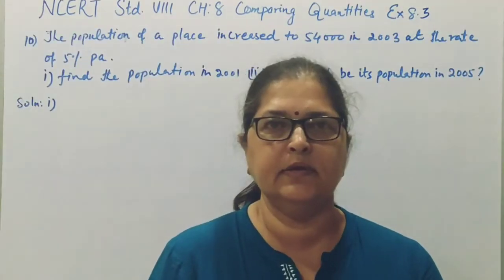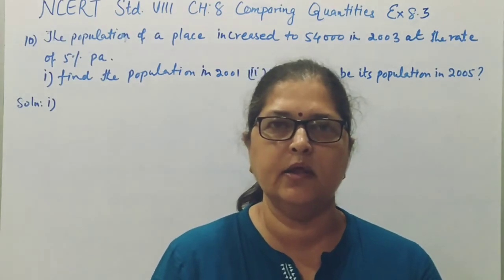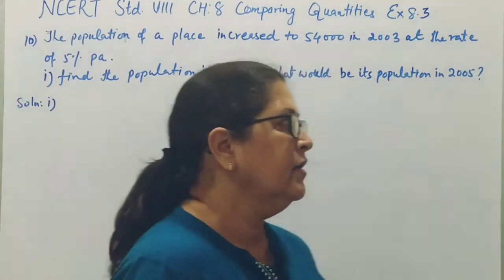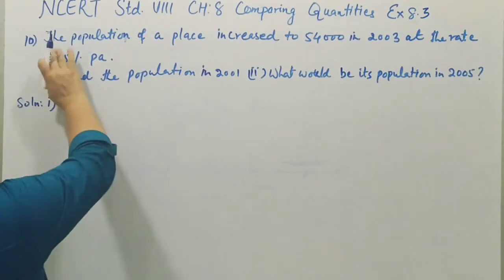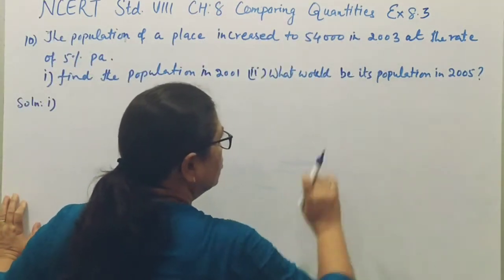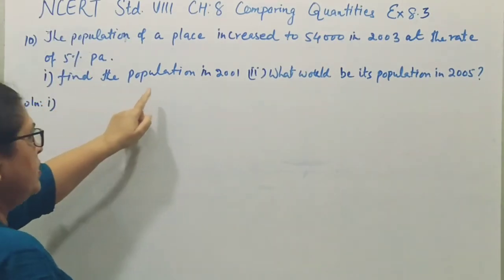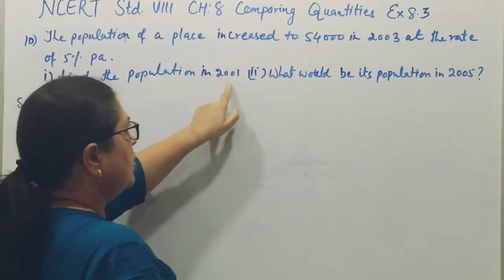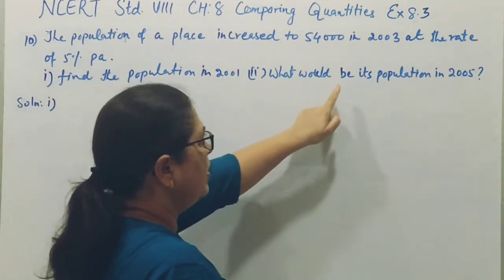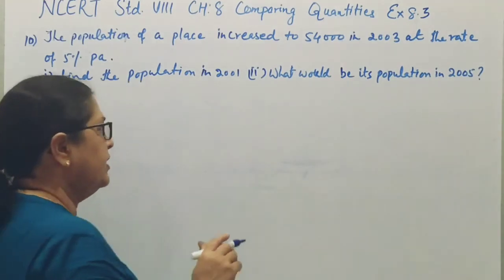Next, question number 10 of exercise 8.3, chapter number 8, Comparing Quantities, NCERT, standard 8. The question is, the population of a place increased to 54,000 in 2003 at the rate 5% per annum. Number 1, find the population in 2001. Number 2, what would be its population in 2005? So let us start.